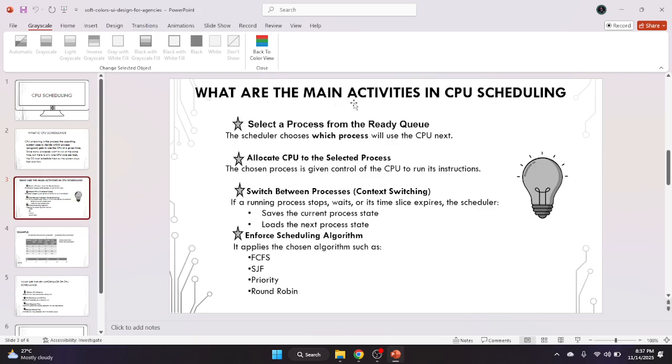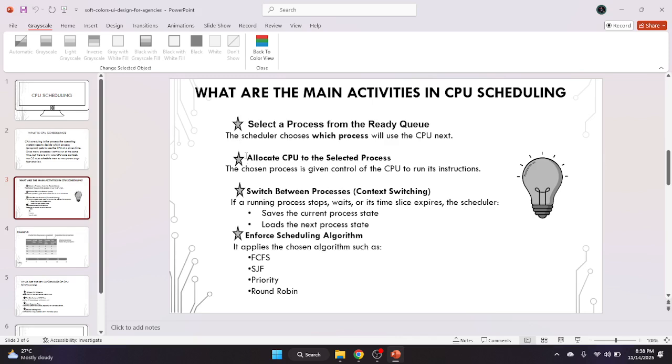So these are the main activities of CPU scheduling. The first one is to select a process from the ready queue. The scheduler chooses which process will use the CPU next. The ready queue contains processes that are waiting to use the CPU. The scheduler's job is to choose which process should run next based on the scheduling rules.